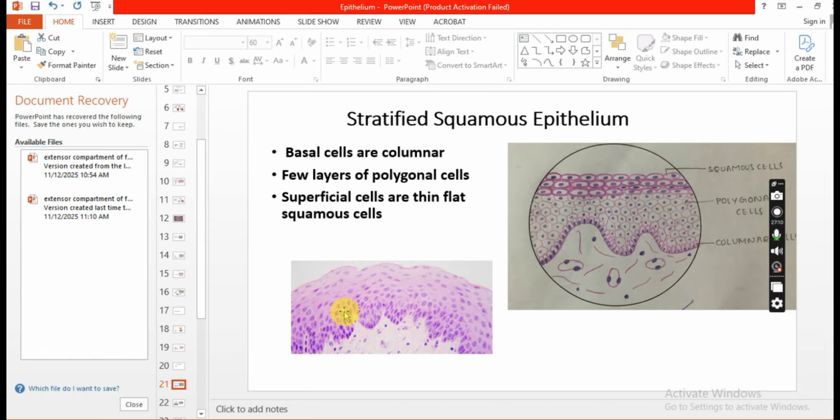So this is an example here. What you are seeing is an epithelium of the esophagus. You can see the basal cells are columnar. In the middle cells you are seeing the rounded nuclei of the cuboidal cells, and the top layers are thin and flat squamous cells.